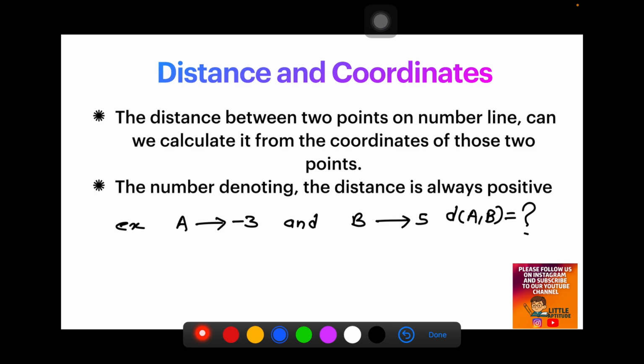Distance and coordinate. The distance between 2 points on the number line can be calculated from the coordinates of the 2 points. The number denoting the distance is always positive. Okay, remember this point: distance is always positive between two numbers.